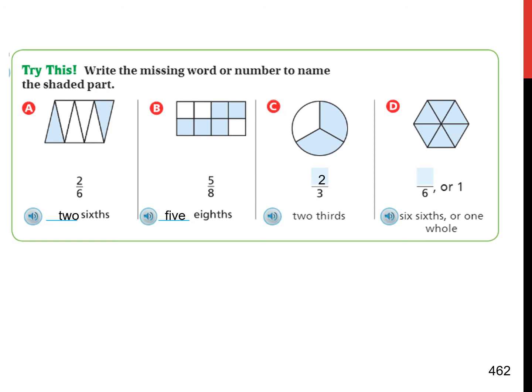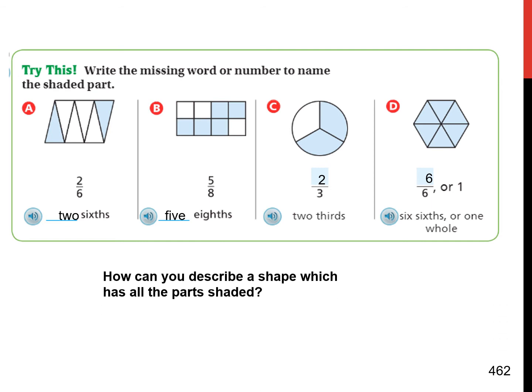Look at D. I have 6 equal parts and 6 shaded parts. 6 out of 6, or 1. 6/6 or 1 whole. How can you describe a shape which has all the parts shaded? Very good. The whole shape is shaded, or one whole is shaded.